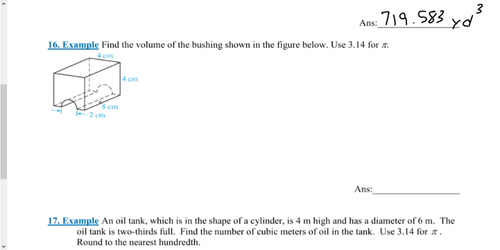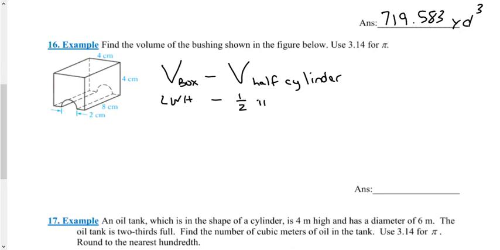Okay, the next one, you can see what we have here is a box, and then we have a little part of that box cut out. So it looks like we're going to do the volume of a box, and we're going to cut out the volume of a half cylinder. Okay, and that's what we're going to look at, is the volume of a box minus the volume of a half cylinder, or length, width, height minus 1/2 pi r squared h.